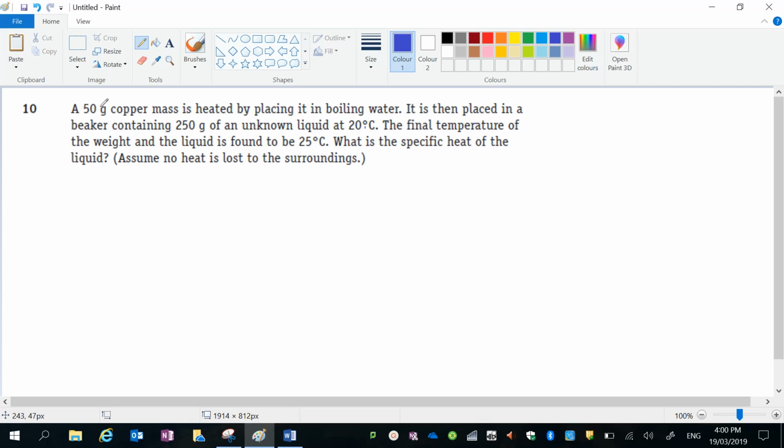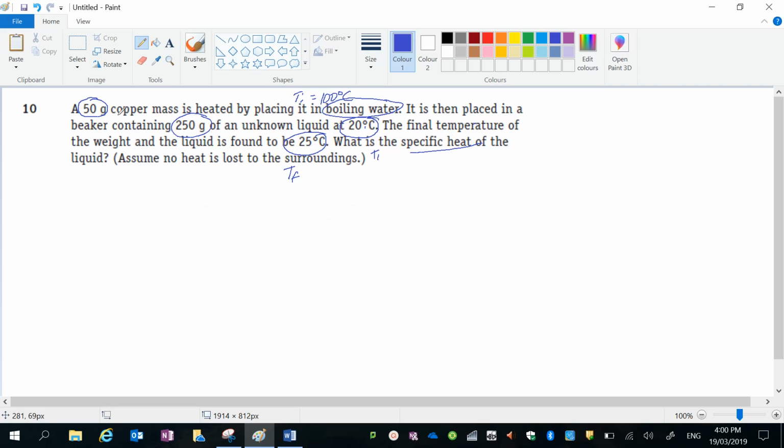Okay, so the 50-gram copper mass is heated by placing it in boiling water. Okay, so that means the copper must have reached 100 degrees Celsius. So that would be the initial temperature. It is then placed in a beaker containing 250 grams of an unknown liquid at 20 degrees Celsius. Okay, so that's also the initial temperature, but of the unknown liquid. The final temperature of the weight and liquid is found to be 25 degrees. So that's the final temperature. What is the specific heat of the liquid?